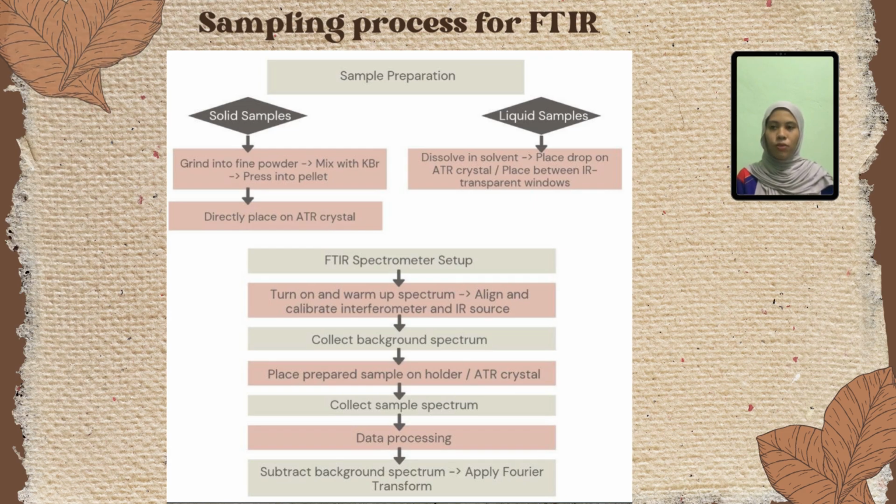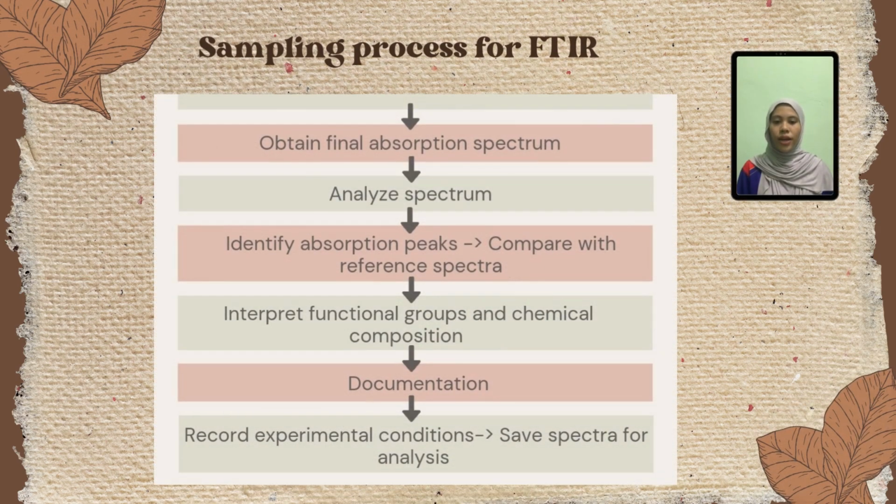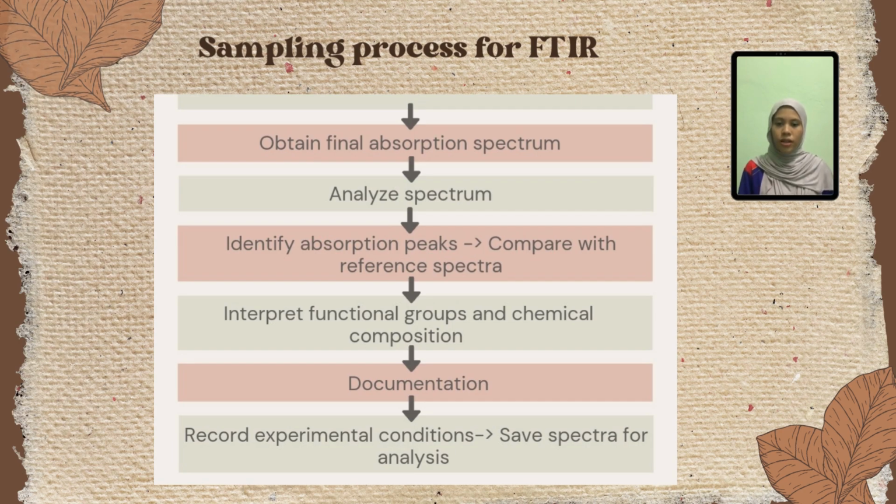Then we apply Fourier transform. Next, we obtain the final absorption spectrum. Then we analyze the spectrum and identify absorption peaks, and we compare with reference spectra. Then we interpret the functional groups and chemical composition. Then it's documentation. Last but not least, we record experimental conditions and save the spectra for data analysis.